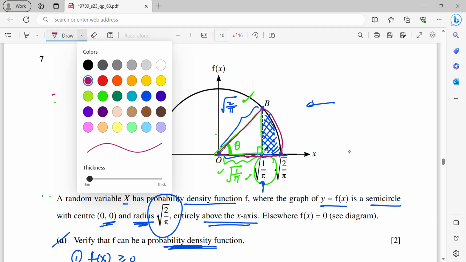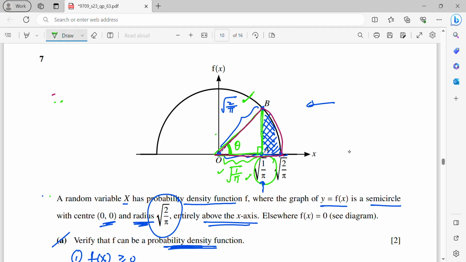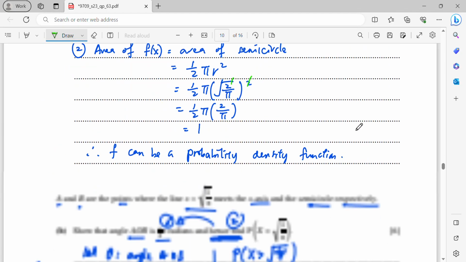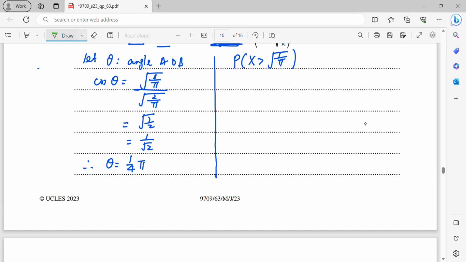Then you minus the area of the triangle. Then you'll be getting the area of the shaded region. Okay, so I'm going to use that concept to solve this probability. That means this is the area of sector AOB minus the area of triangle AOB.